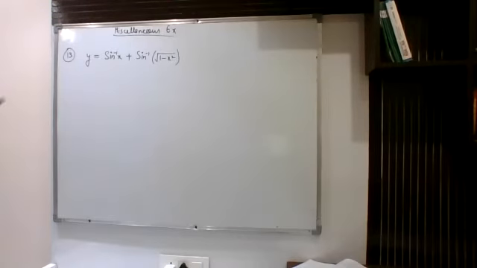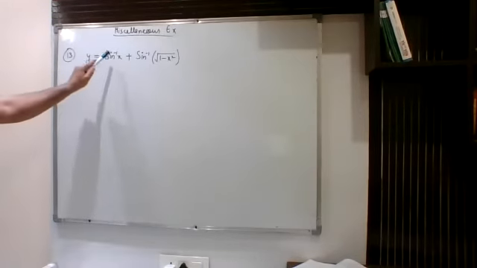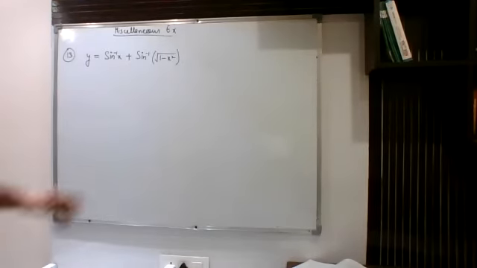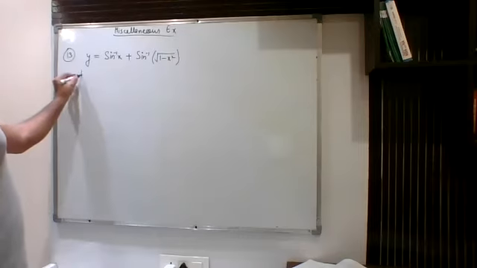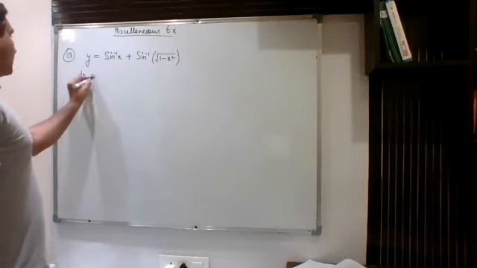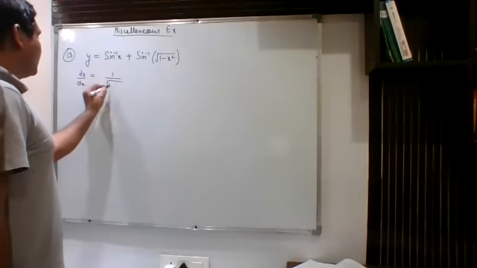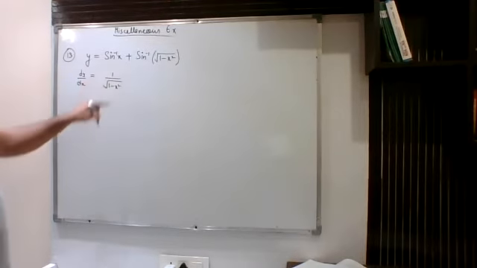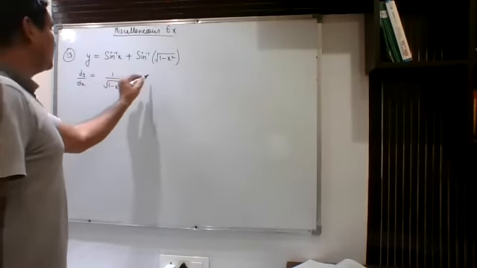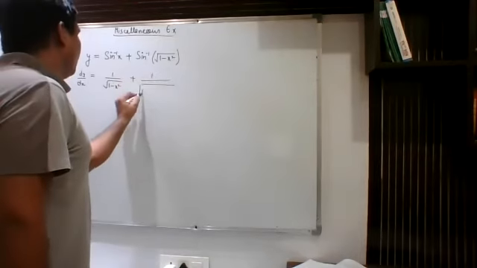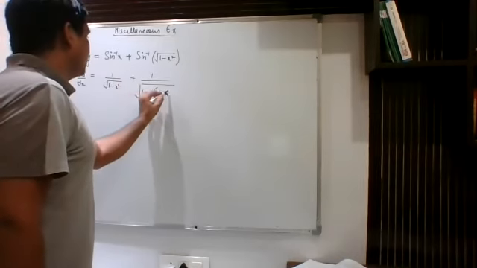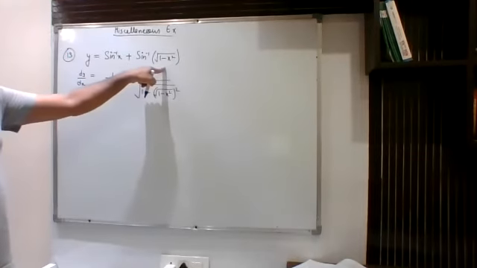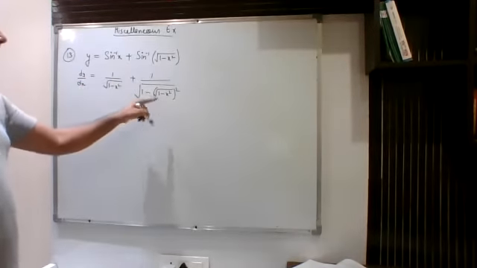So next is question number 13 from the miscellaneous exercise. y is equal to sine inverse x plus sine inverse of the square root of 1 minus x square. You want to find the derivative. So let us differentiate, dy upon dx. That can be written as 1 upon the square root of 1 minus x square, since the sine inverse x formula is 1 upon the square root of 1 minus x square. Similarly, this can be written as 1 upon the square root of 1 minus x square, where this is playing the role of x. That is why I had written it.